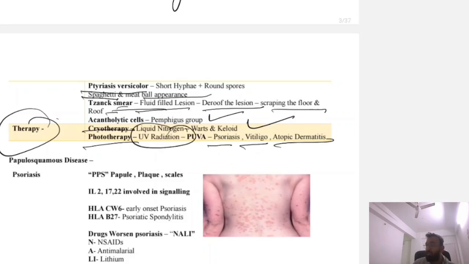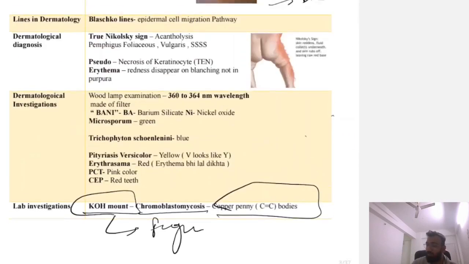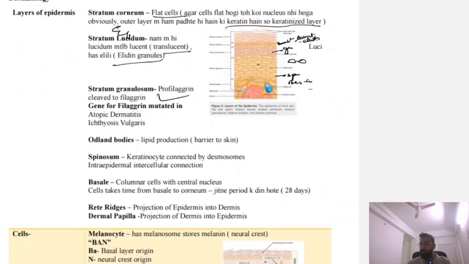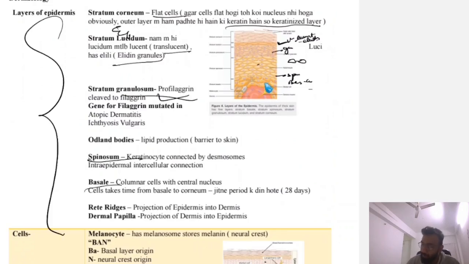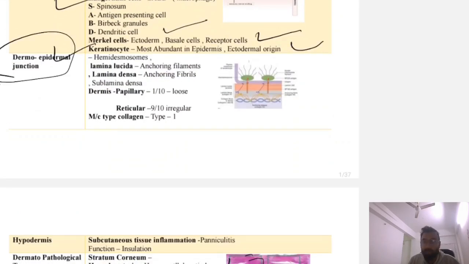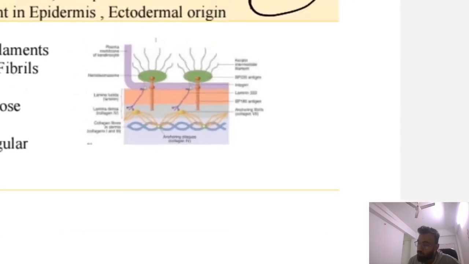Okay, so we have learned about the basics of dermatology. First we have learned about the layers of epidermis, that is stratum corneum, then lucidum, then granulosum, then spinosum, then basal. We have learned about the rete ridges and dermal papilla. We have learned about the cells, melanocyte, that is neural crest origin. Merkel cell, this originates from the basal cell. So melanocyte and Merkel cell both are present in basal layer. Then Langerhans cell and keratinocyte are present in the spinosum, and Merkel cell and keratinocyte both are ectodermal in origin. Dermoepidermal junction, we have BP2 AG protein.